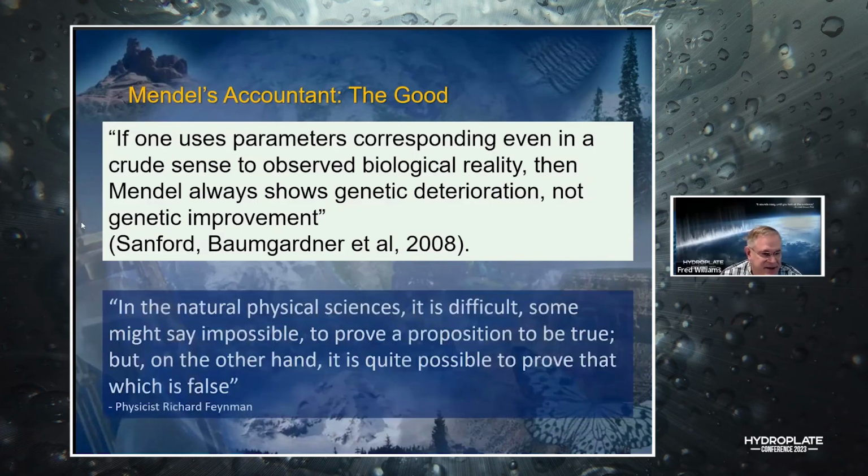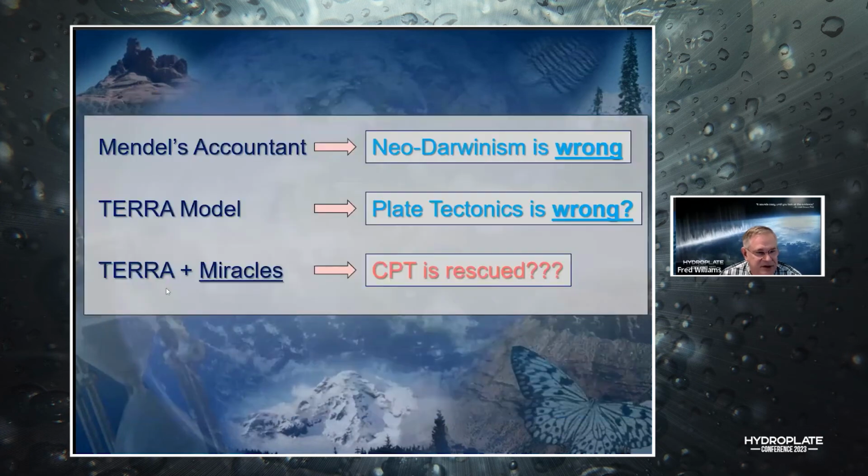And so this is something that physicist Richard Feynman said that has a lot of truth to it. In the natural physical sciences, it is difficult, some might say impossible, to prove a proposition to be true. But on the other hand, it is quite possible to prove that which is false. So what Baumgartner and Sanford achieved here was Mendel's Accountant. This model shows it's pretty useful, and another nail in the coffin as to why neo-Darwinism is wrong.